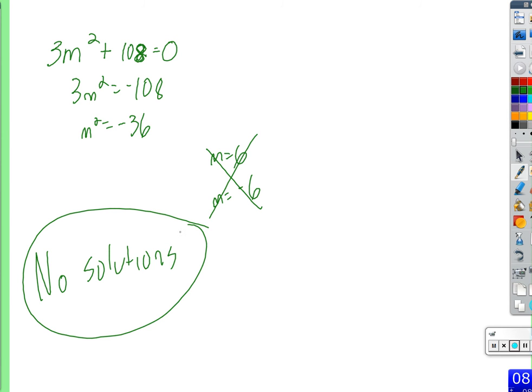Let's see if we can put a bunch of this together and maybe solve an equation right.